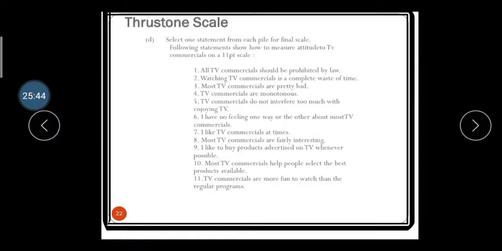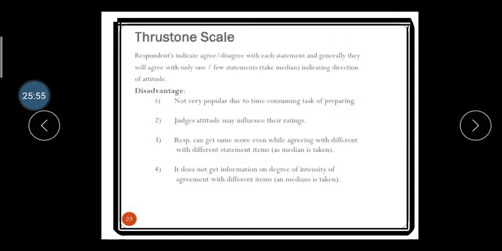So here is an example of this Thurstone scale, where there are 11 statements considered. On these statements they have to give a rating. Then what are the disadvantages of this scale? It is not very popular due to being time consuming, because here you have to define the 11 statements, and then the judges have to decide, so it is very time consuming.